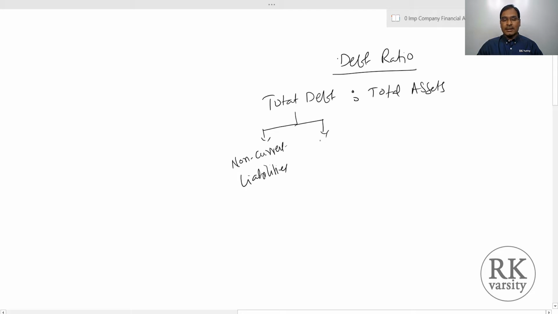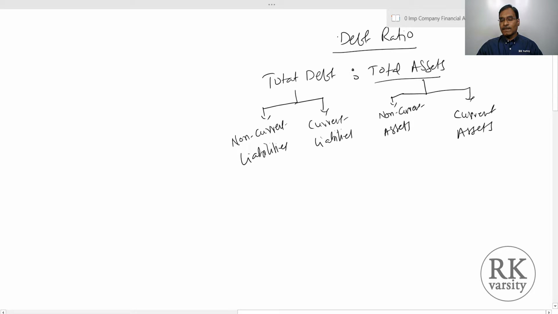Debt ratio measures the relationship between total debt and total assets. So total debt includes non-current liabilities and current liabilities. Similarly, total assets includes both non-current assets and current assets.